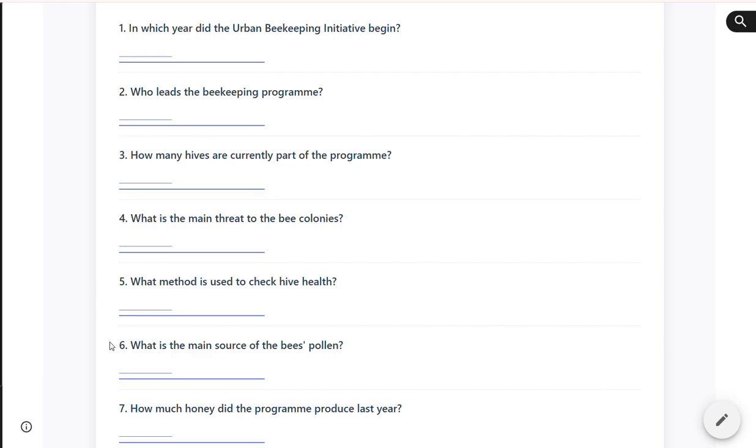As for what the bees actually forage on, most people guess flowers in the campus gardens, but the truth is the majority of their pollen actually comes from the lime trees that line the main avenue, since they flower for several weeks in early summer and produce far more nectar than the garden beds. The program has become so successful that last year it produced almost 180 kilograms of honey, most of which is sold at the campus farmers market to fund further research.